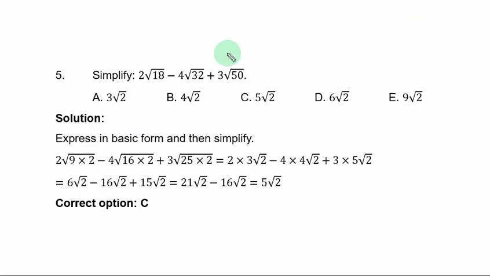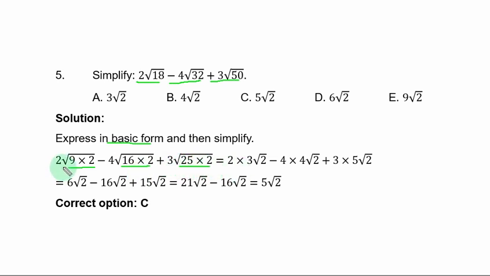Question 5. Simplify 2 root 18 minus 4 root 32 plus 5 root 50. Solution. You need to express in basic form and then simplify. In basic form, you look for a factor in the given numbers that is a perfect square. So for 18, you have 9 times 2, 32, 16 times 2, 50, 25 times 2.